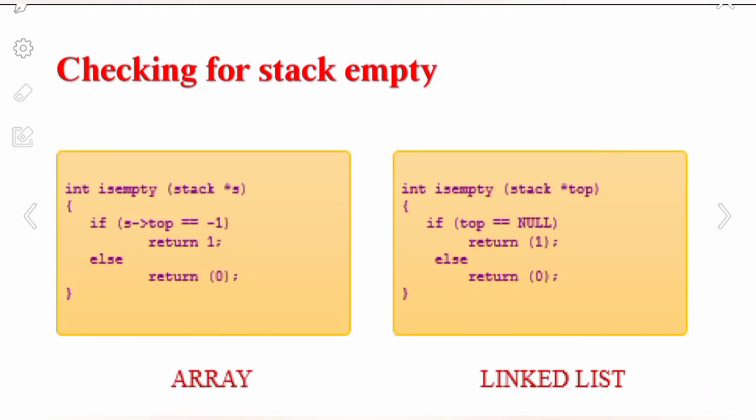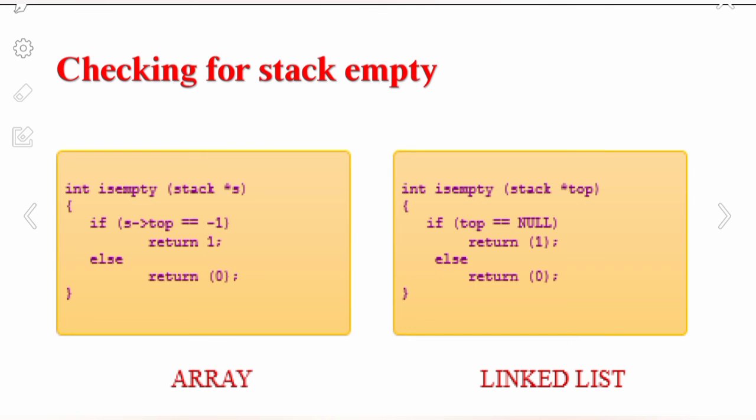Checking for stack empty. How can we check whether the stack is empty or not? If S implies top equals -1, that means the stack is empty. That will become true, so that's why I wrote 1, meaning the stack is empty. Else return 0, which means the stack is not empty, so there is some value in the stack.